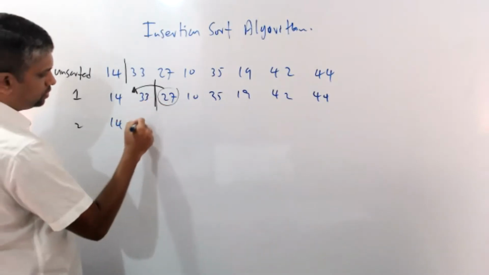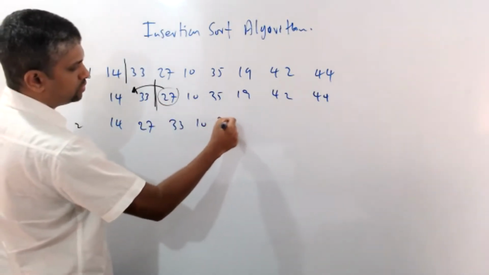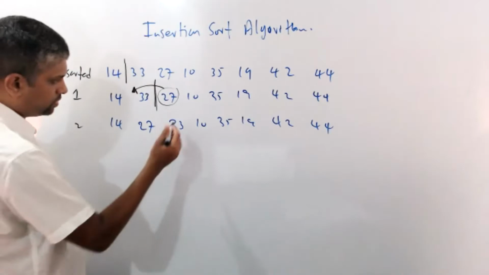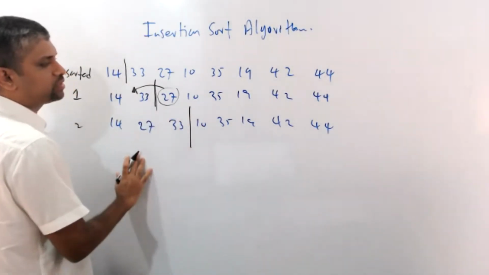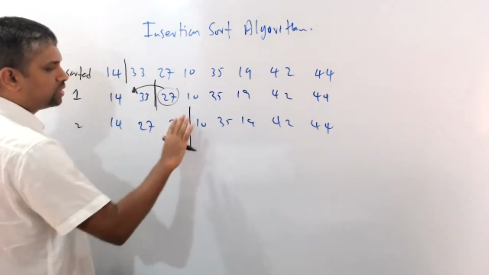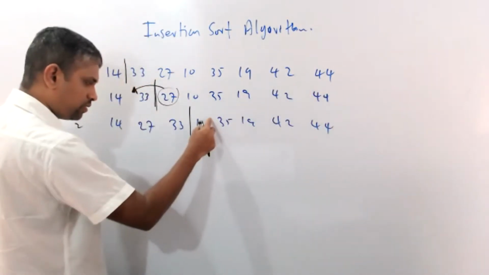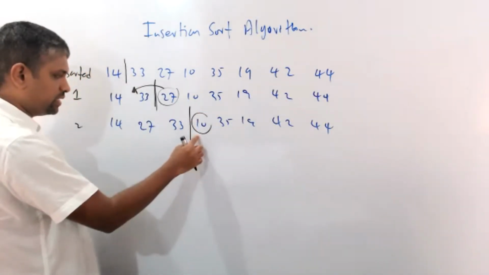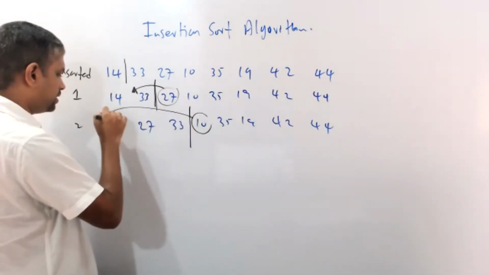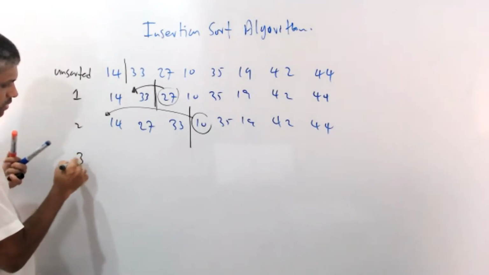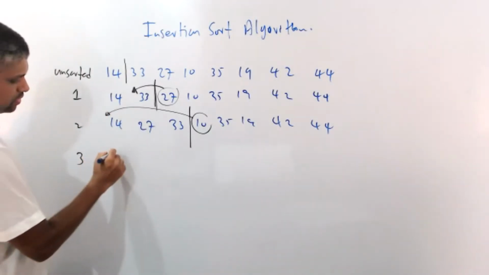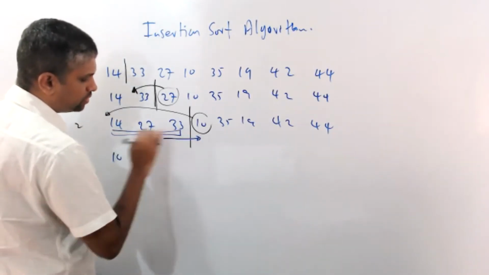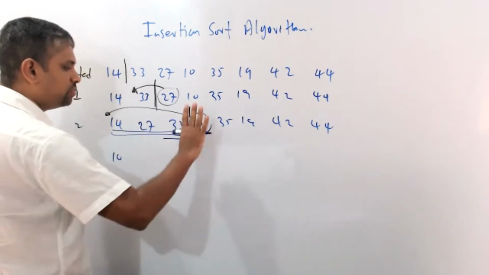So 14, 27, 33, 10, 35, 19, 42, 44. Now up to this level is sorted. This part is unsorted. Always we look at the first unsorted element and find the suitable location. What is the suitable location? The first position. Then after the third iteration, 10, all of these shift. This whole set shifts over, so all the sorted array will be shifted by 1.